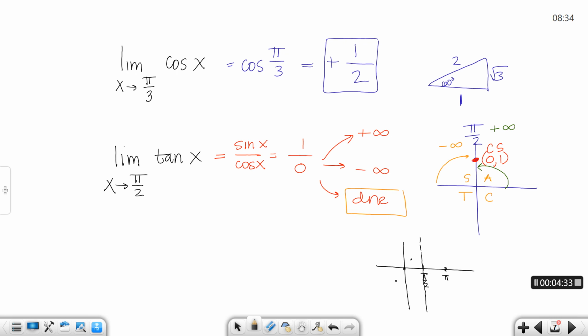Okay, let's try this again. So you have an asymptote at pi over 2. The tangent at 0 is 0. And so it makes this particular swoop.